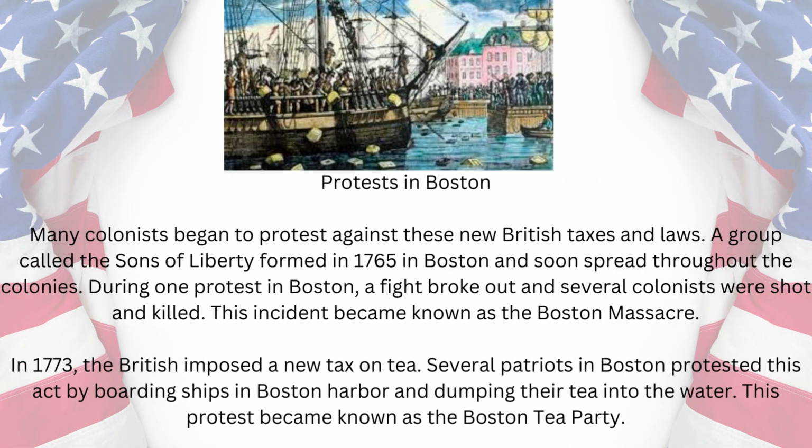Many colonists began to protest against these new British taxes and laws. A group called the Sons of Liberty formed in 1765 in Boston and soon spread throughout the colonies. During one protest in Boston, a fight broke out and several colonists were shot and killed. This incident became known as the Boston Massacre. In 1773, the British imposed a new tax on tea. Several patriots in Boston protested this act by boarding ships in Boston Harbor and dumping their tea into the water. This protest became known as the Boston Tea Party.